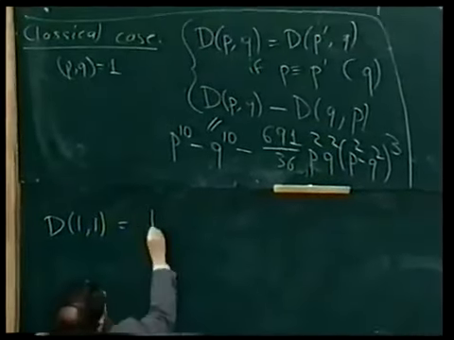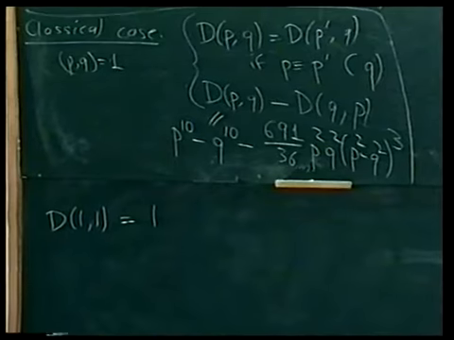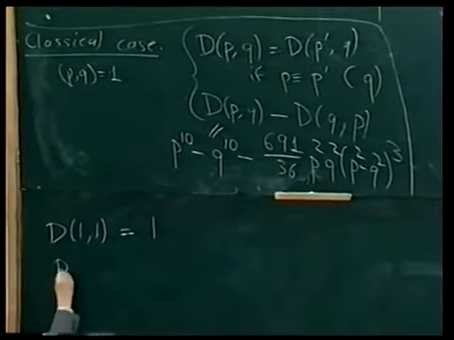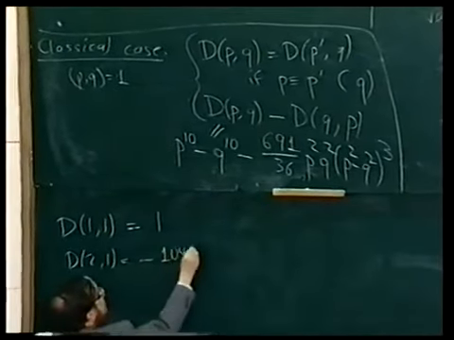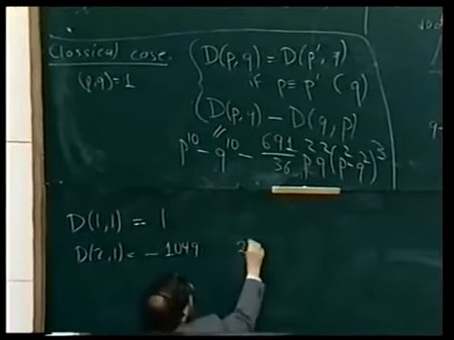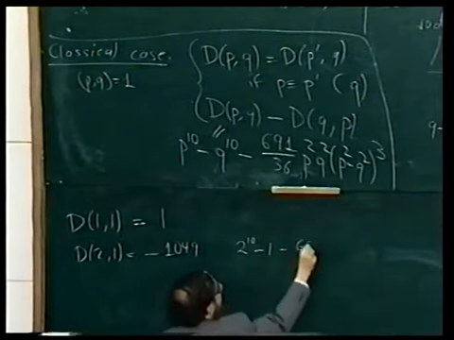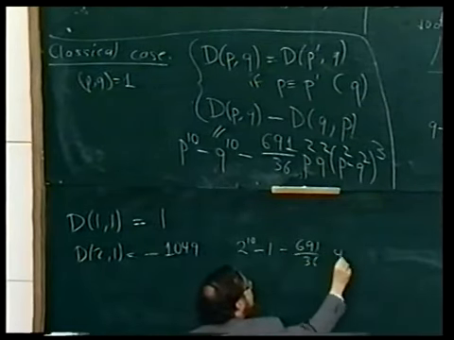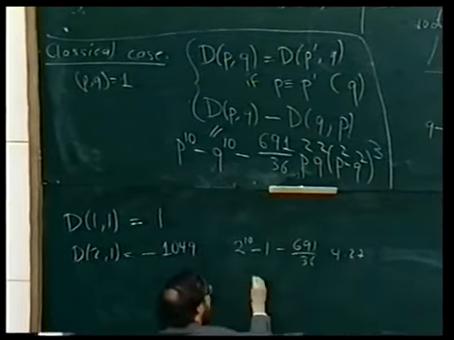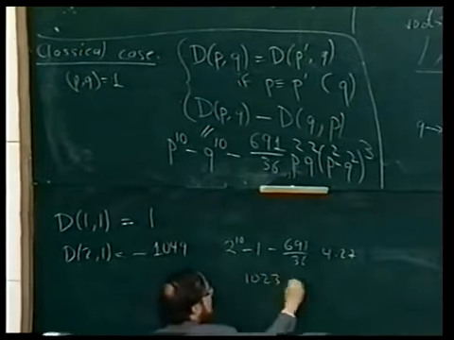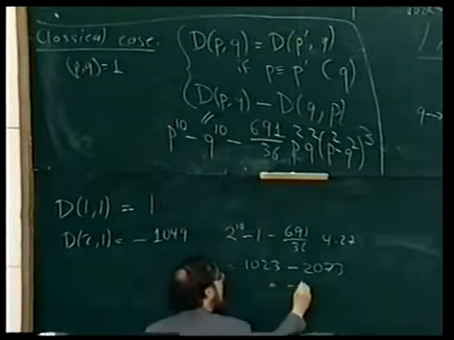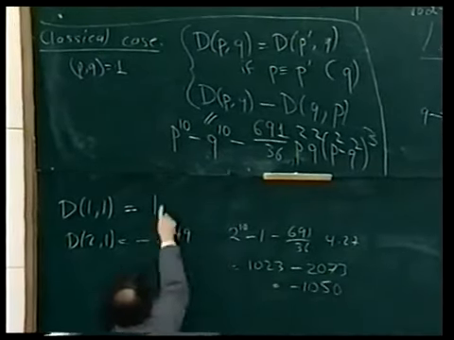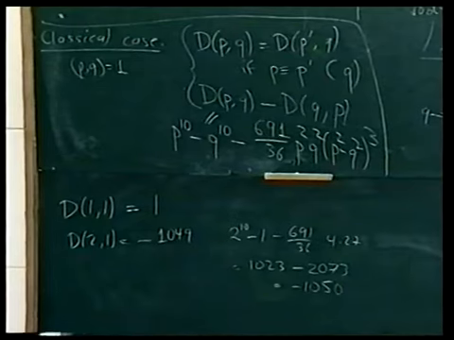I start with D of 1, 1. Well, I'm not sure if it follows, but if it doesn't, I normalize: D of 1, 1 is 1. Now D of 2, 1 is minus 1049. That's because if I take 2 and 1 in this polynomial, I have 2 to the 10th minus 1, minus 691 over 36 times 4 times 27. So this part is 3. So that's 1023 minus 3 times 691, which is 2073, which is minus 1050. And then you add the one that we already had, and you get minus 1049.